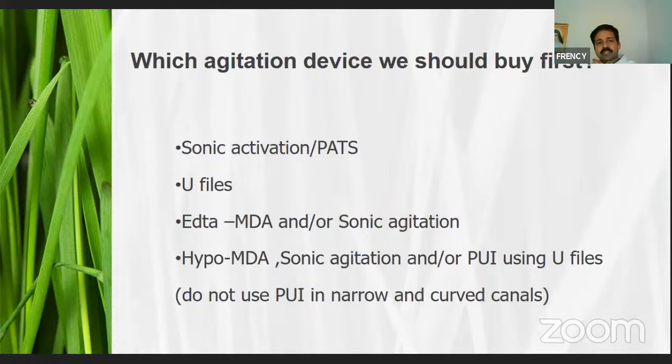Which agitation device should be used first? Sonic activation and pads, I would recommend. You can use sonic activation, 11,000 rupees only. Then U files, very cheap. You can start with U file agitation or sonic agitation. Hypochlorite, you can agitate with manual dynamic agitation, sonic agitation or pads. Passive ultrasonic irrigation is for posterior or narrow canals, and you can use sonic agitation also.